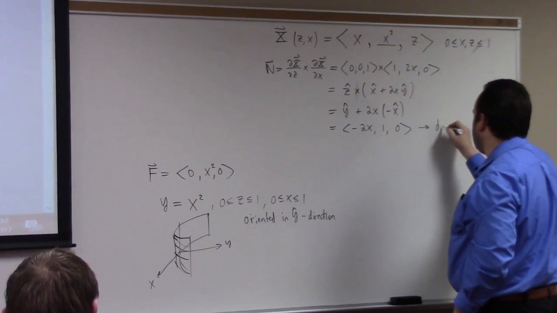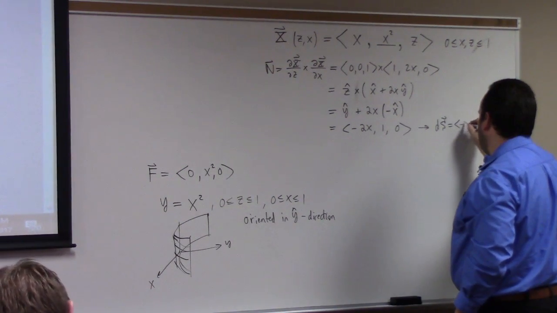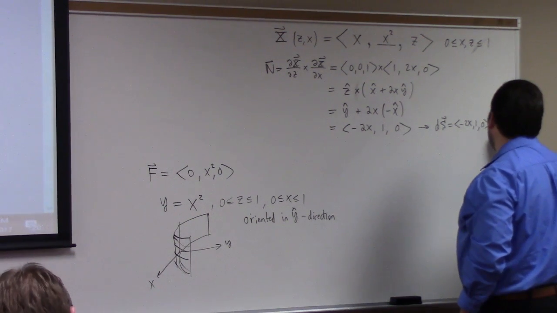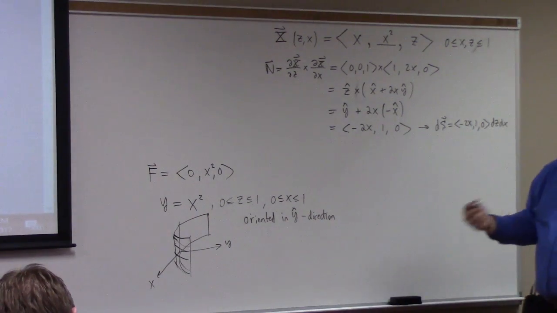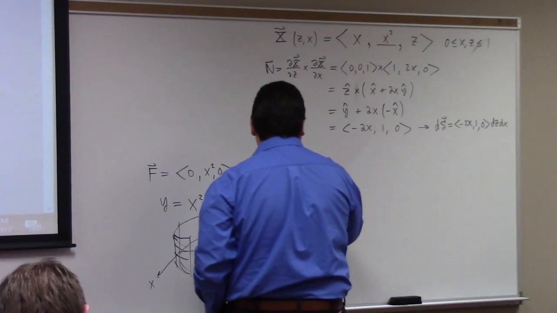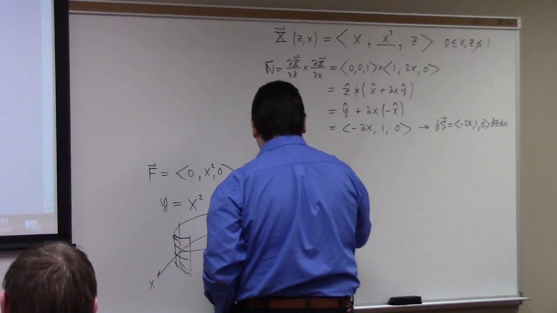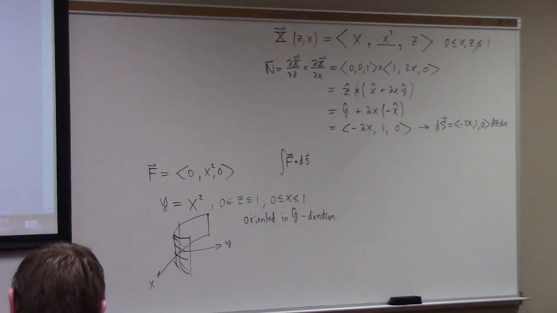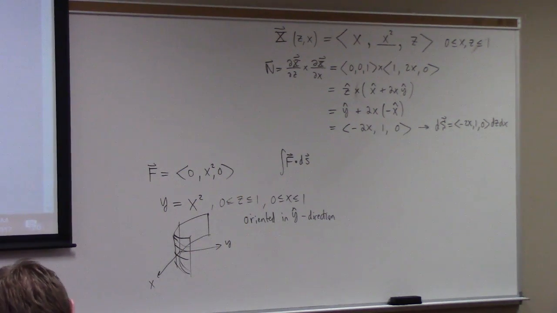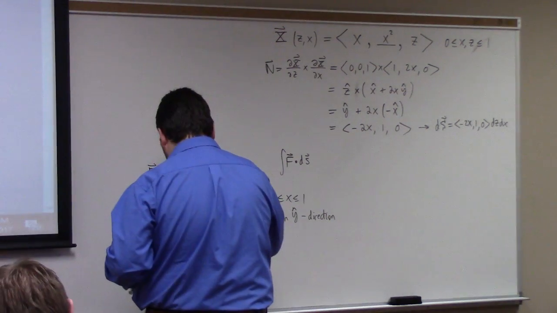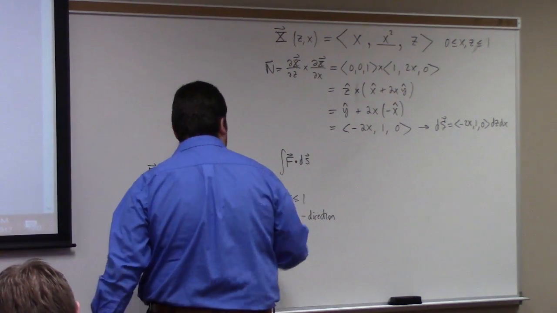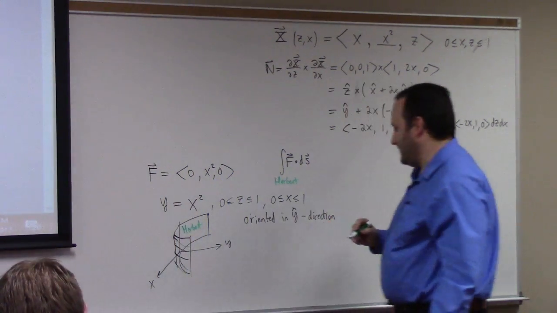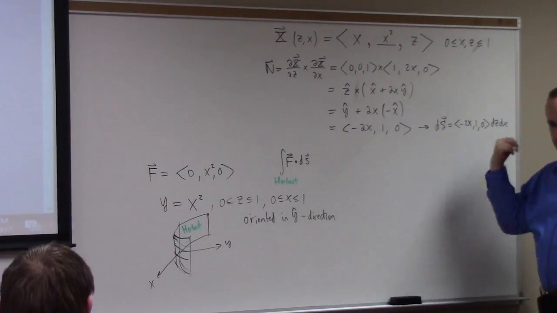So that says that dS vector is minus 2x, comma 1, comma 0. And here we're using dz dx, right? So to calculate the flux over this, I never gave this thing a name. I will name it Herbert. So the integral of the flux of F through Herbert, oriented in the y-hat direction, obviously.